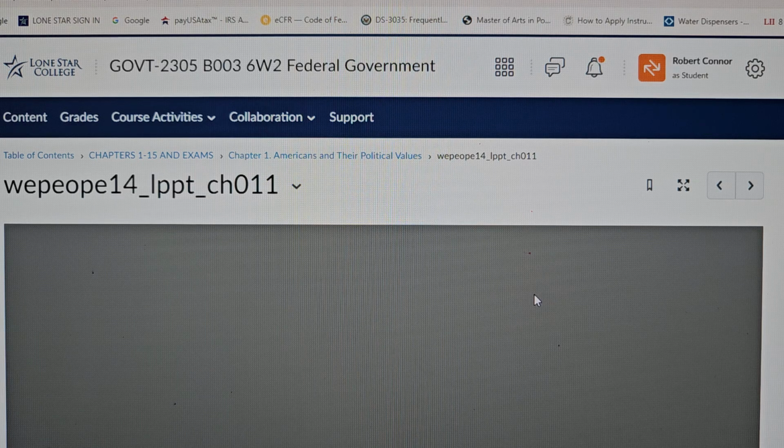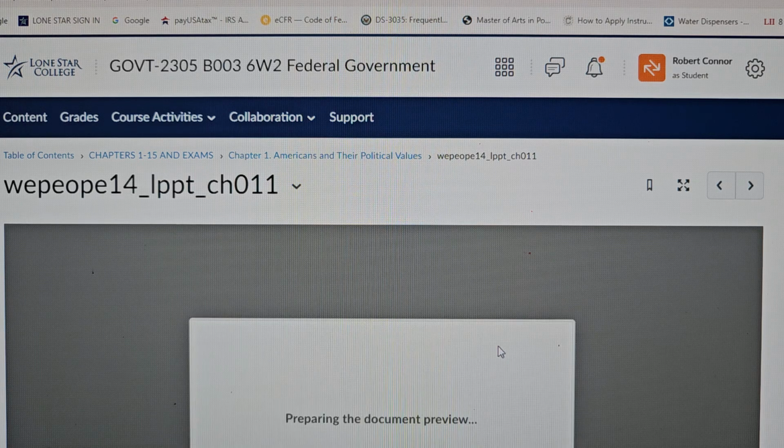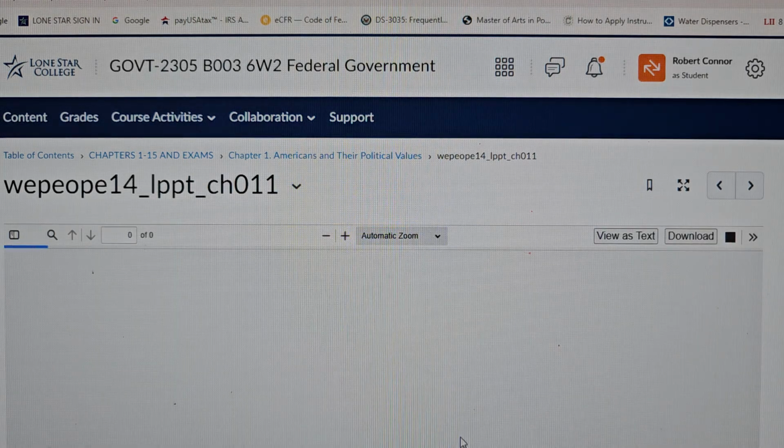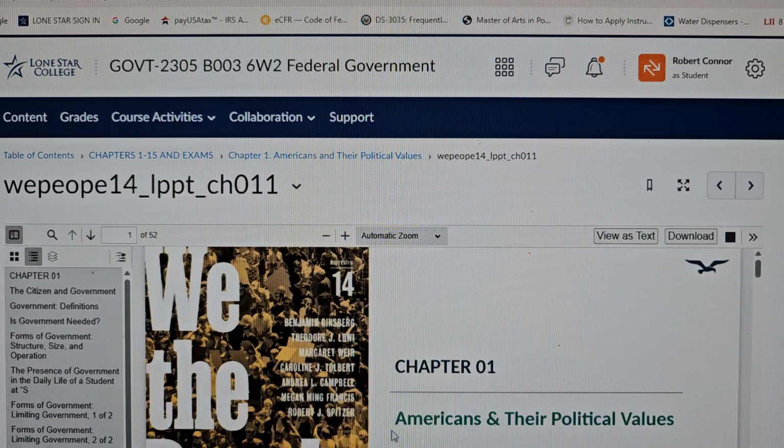See if we can load one here. They are a little slow in loading sometimes. The first time that you load something, this is the first time that I've loaded this because I've just now set up the course. And so this is the first time it's loaded. So yours won't load so slowly. Okay, so there you have it.